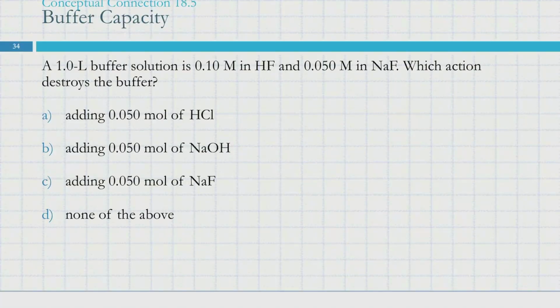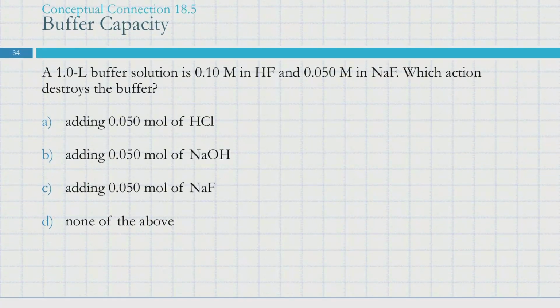And one conceptual question about it: a 1 liter buffer solution is 0.10 molar in hydrofluoric acid and 0.050 molar in sodium fluoride. Which action destroys the buffer? Is it adding this amount of HCl, adding the same amount of sodium hydroxide, adding the same amount of sodium fluoride, or none of the above?